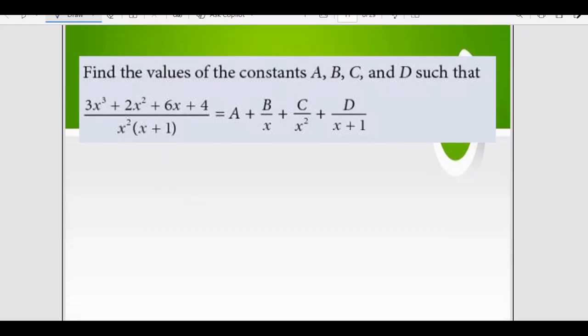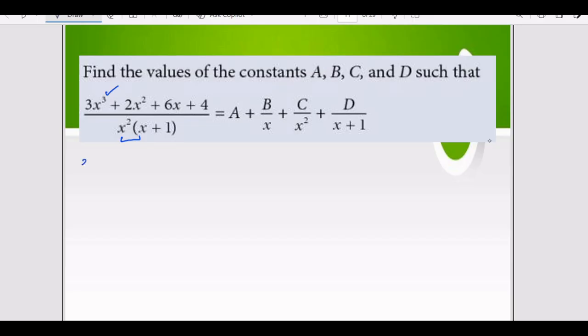Now this one here: find the values of the constants a, b and c such that we are given this already, right? So we are looking for the values of a, b, c, d here. So we have a polynomial of degree 3, which is divided by another polynomial of degree 3 here. That means this is improper, so we can use the long division method for this one.